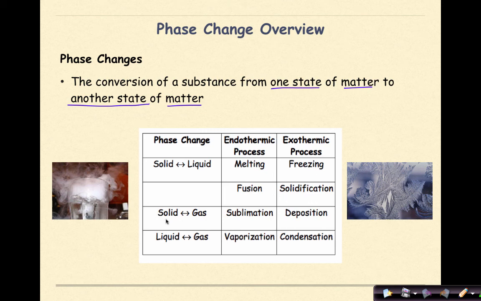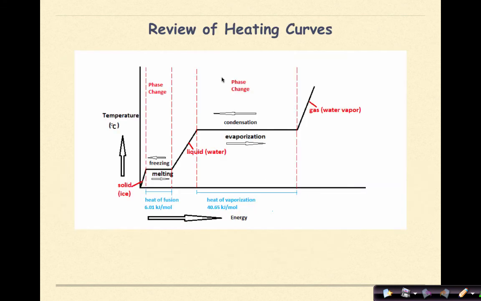For the phase change of going from a solid to a gas, that's known as sublimation, and we can see this process in this image over here. Going from a gas to a solid is known as deposition. The phase change of liquid to gas is known as vaporization, and the opposite of that, gas to liquid, is known as condensation. Let's do a little review of a heating curve.